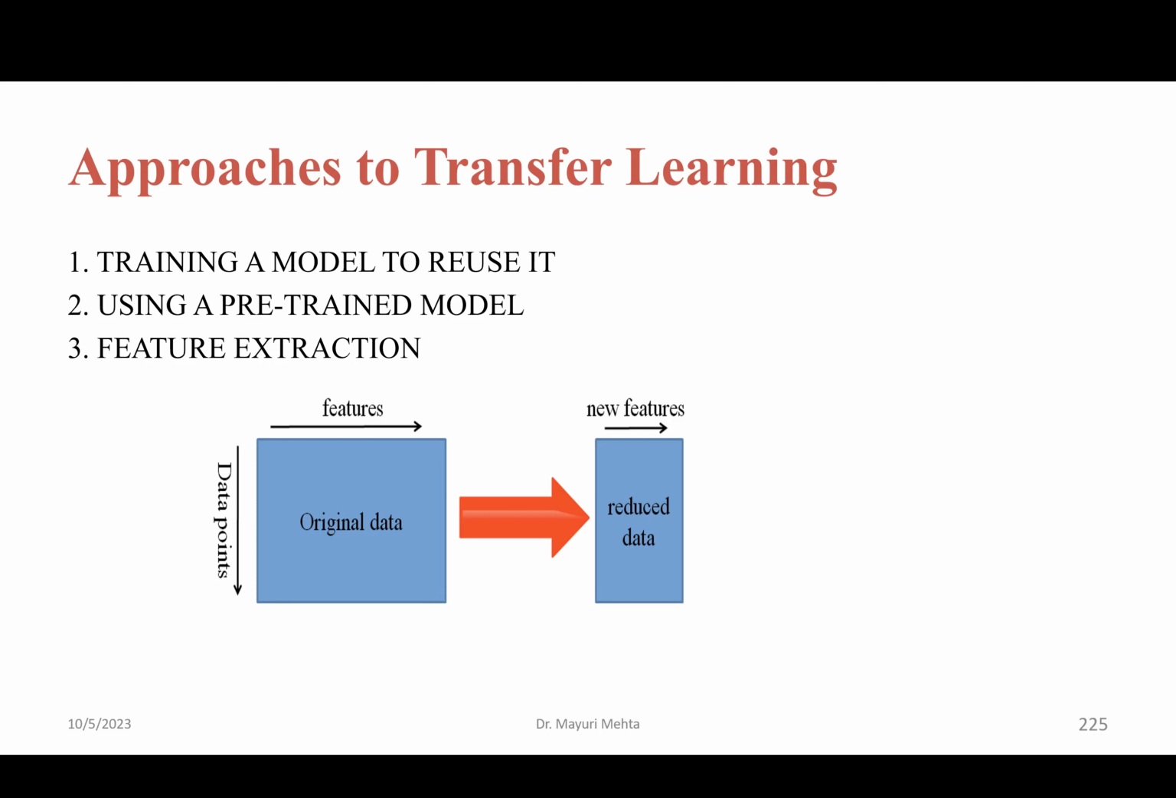Okay, so this approach is mostly used in computer vision because it can reduce the size of your data set, which decreases computation time and makes it more suitable for traditional algorithms. So this third approach is more suitable for computer vision applications. Okay, so this is the introduction to transfer learning.